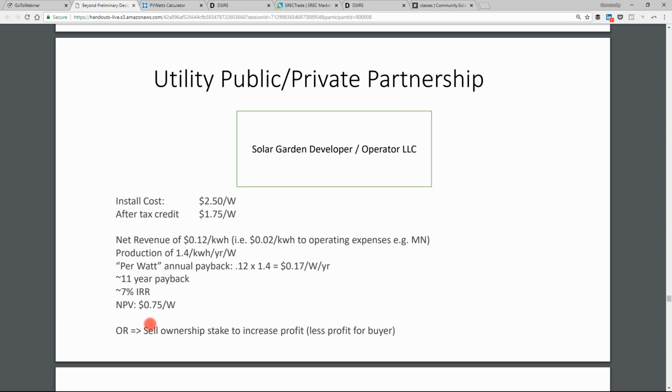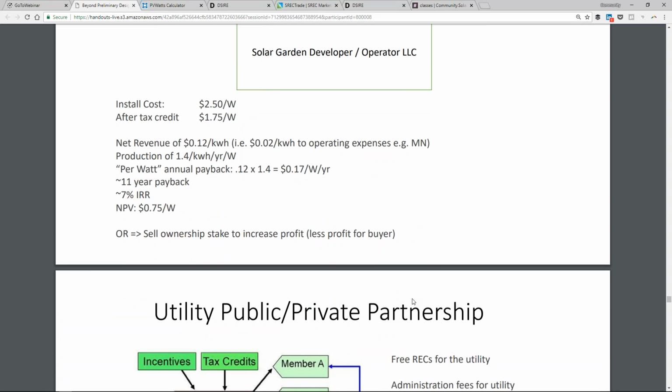And so then the next choice is, well, am I going to hold on to the array over the long term and get that 11-year payback? Or am I going to try and cash out and get my net present value out of the project by selling my ownership stake to someone else who's less motivated by profit?